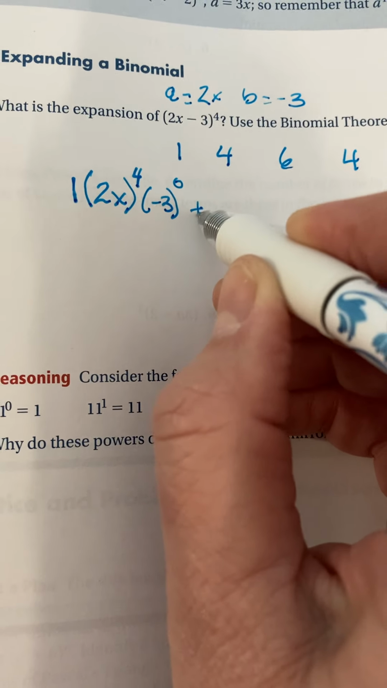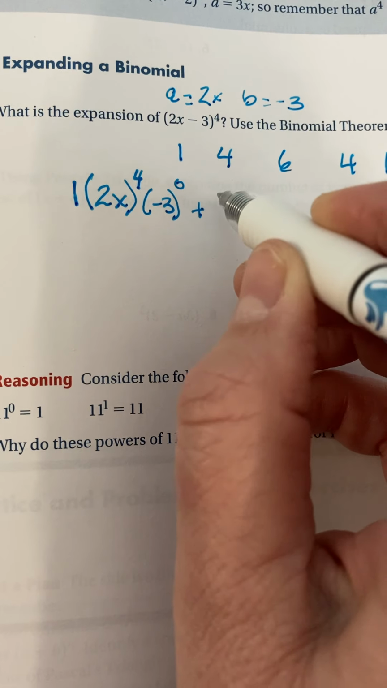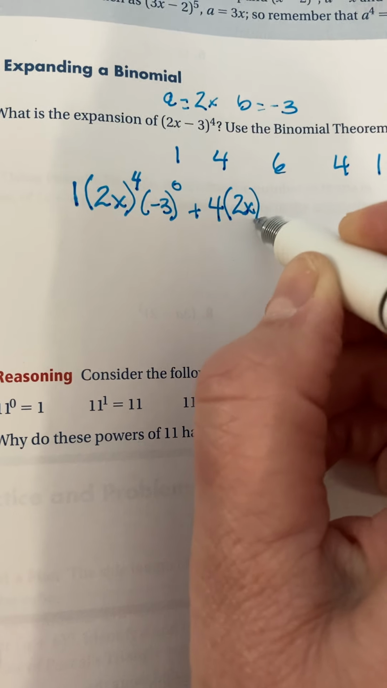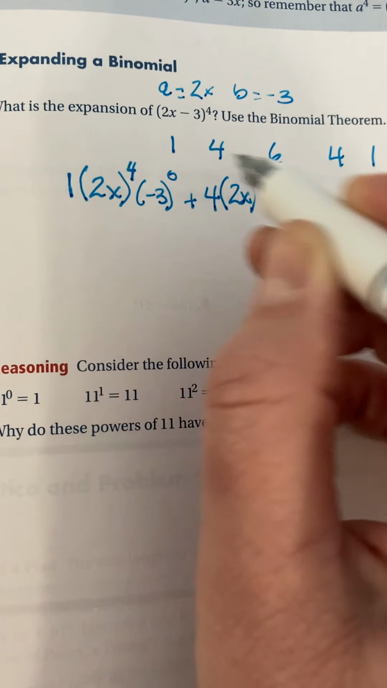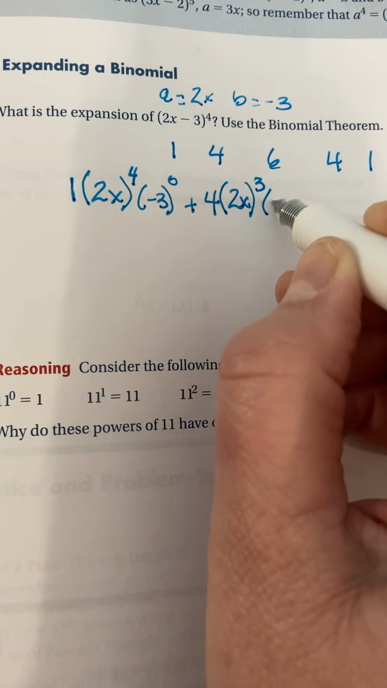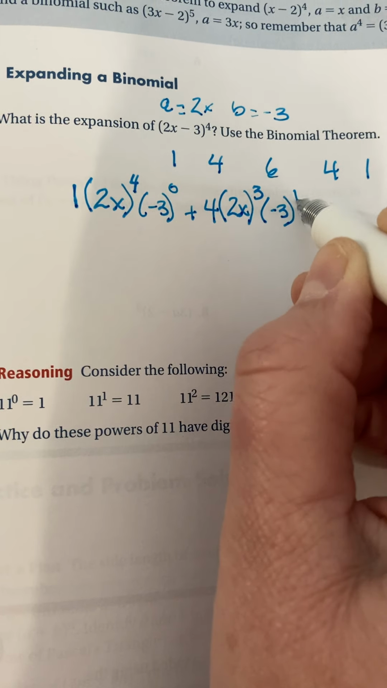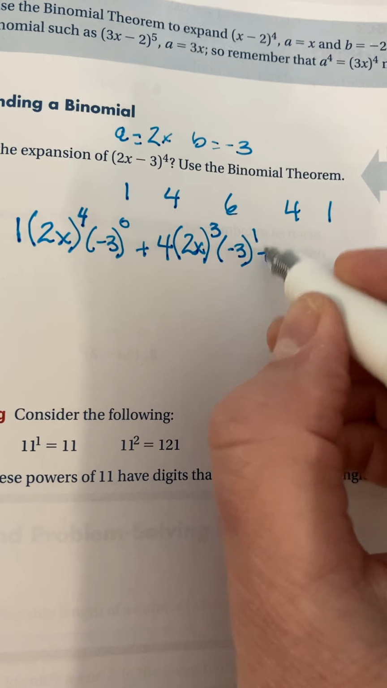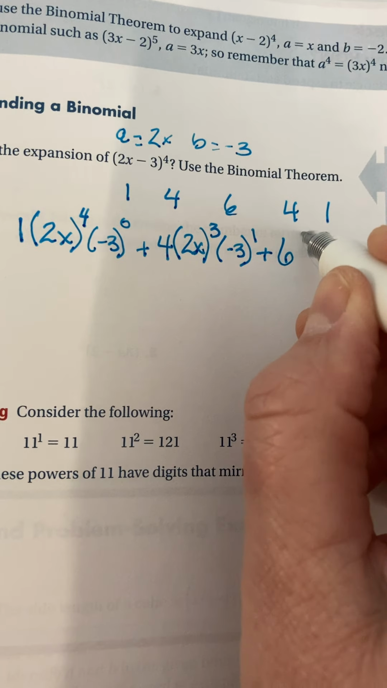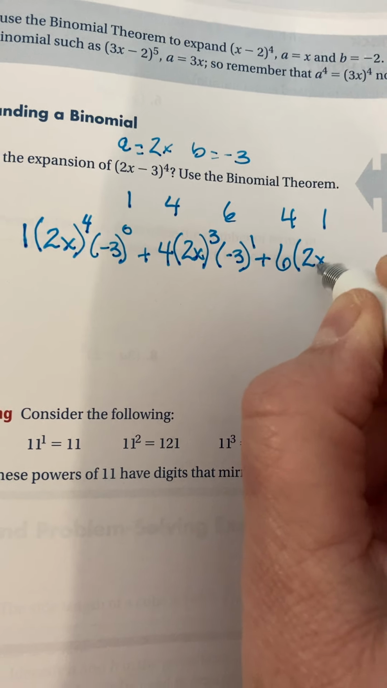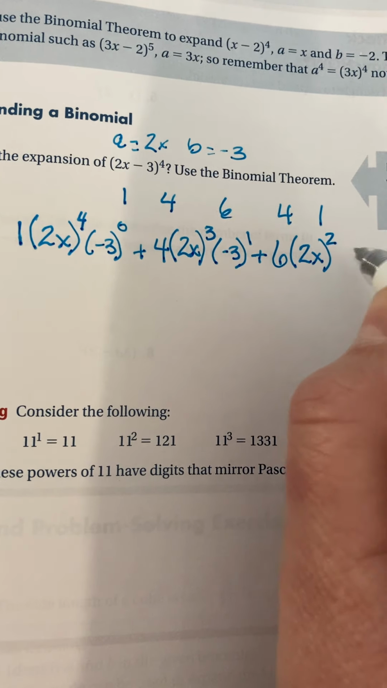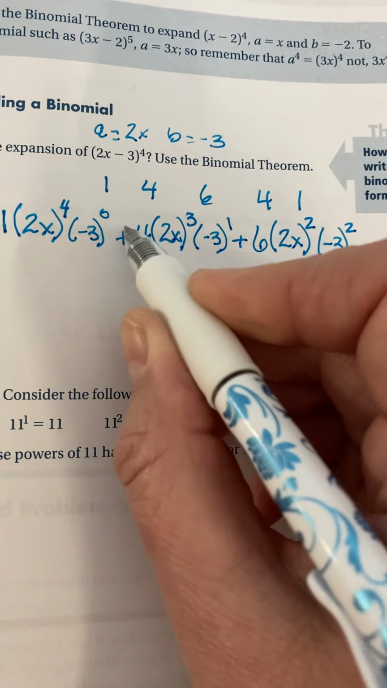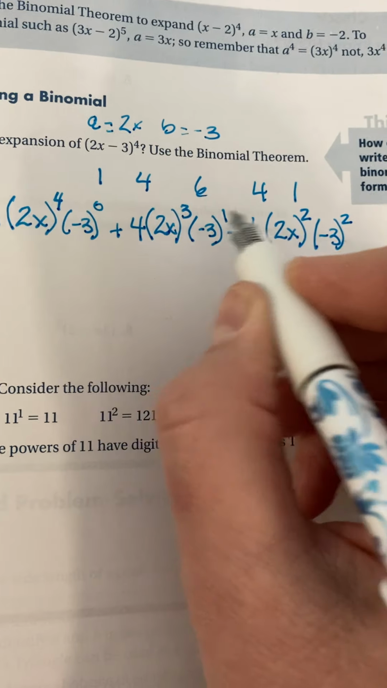Then I put a plus, and I bring down the next number in Pascal's triangle, write my A, I drop my A down a degree, so the 4 drops down to a 3, and my B increases by a degree. And I just continue with this pattern. So the next number of Pascal's triangle is 6. I drop my A down a degree, so now I'm at 2, and I increase my B to a 2. So 0, 1, 2, 4, 3, 2.